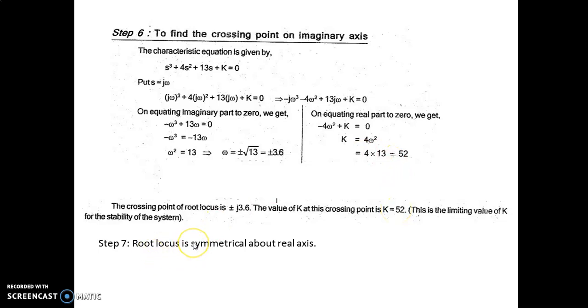And the root locus, as we already discussed, is symmetrical about the real axis. By taking all this, we can sketch the root locus on simple graph paper, which I am showing now. This is the real axis and this is the imaginary axis. These are the three poles: one pole is at the origin, and the other two are complex conjugate poles. This is the centroid. From this we got the asymptotic angles, and from the imaginary axis crossing points we found j 3.6 and minus j 3.6.